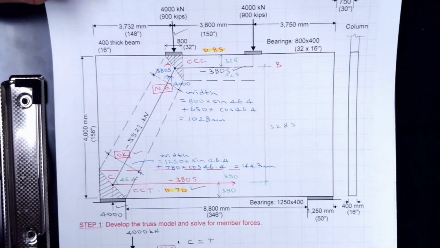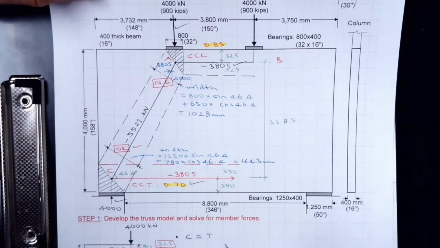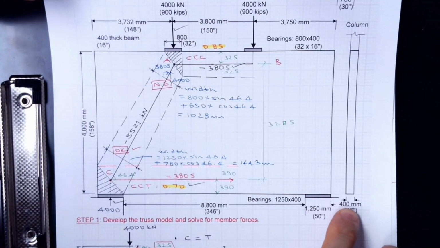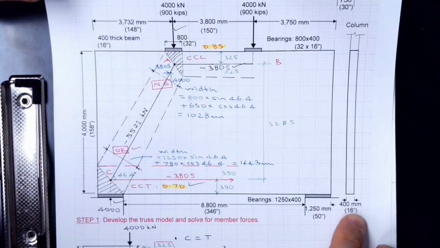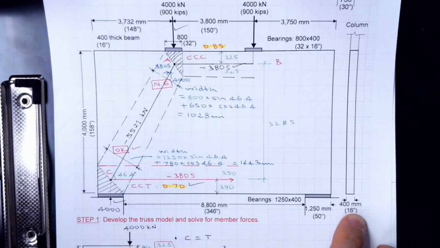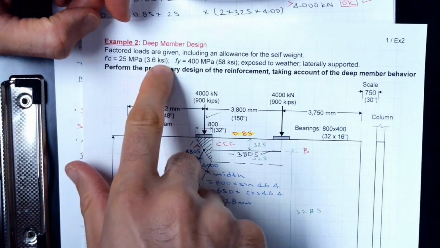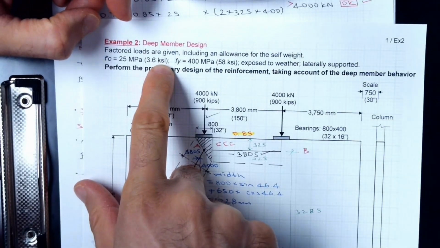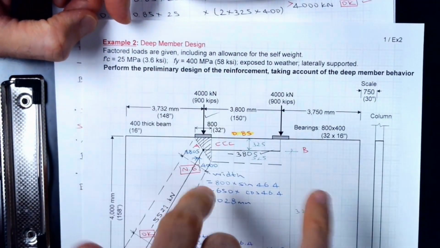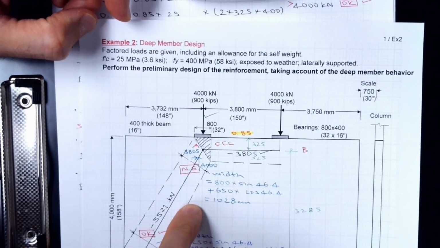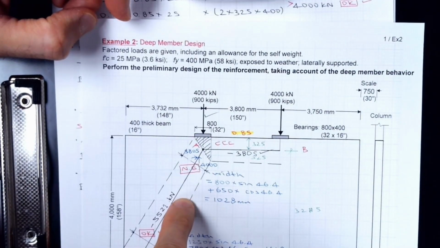But any other suggestions? What else could you do? Absolutely. This 400 limits everything. So 16 inches is pretty narrow. It could be thicker. Also, F prime C is pretty low, right? So you can definitely go for 4.5 KSI, even 5 KSI. So those things definitely will improve your strut capacity.